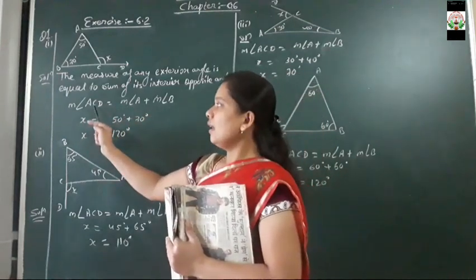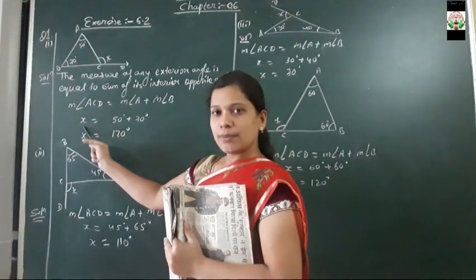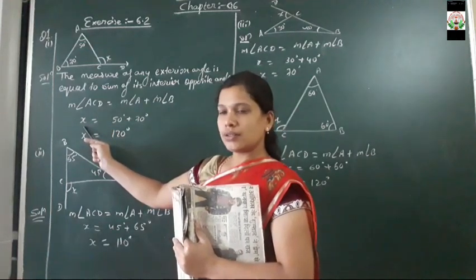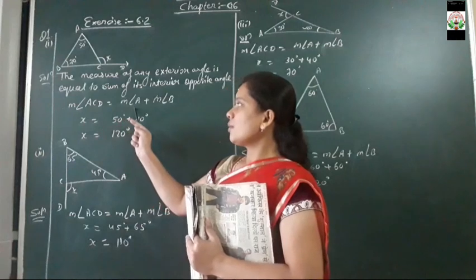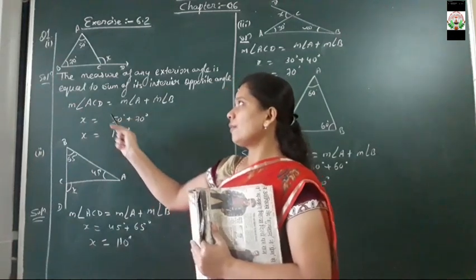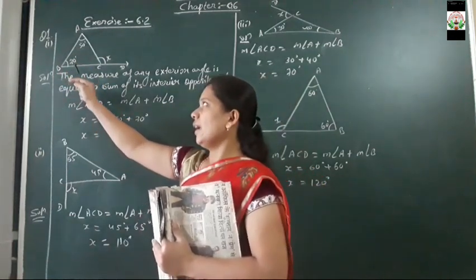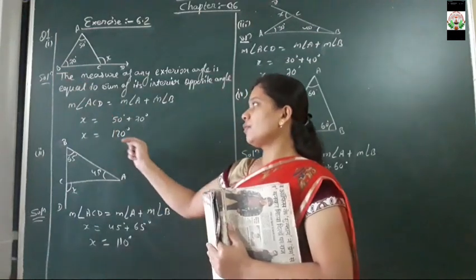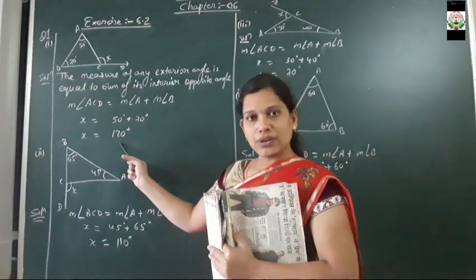So measure of angle ACD will be x because it's an exterior angle, and this value we have to find out. The measure of angle A we have from the figure, that is 50, and measure of angle B we have 70. So 50 plus 70 will be equal to 120 degrees.